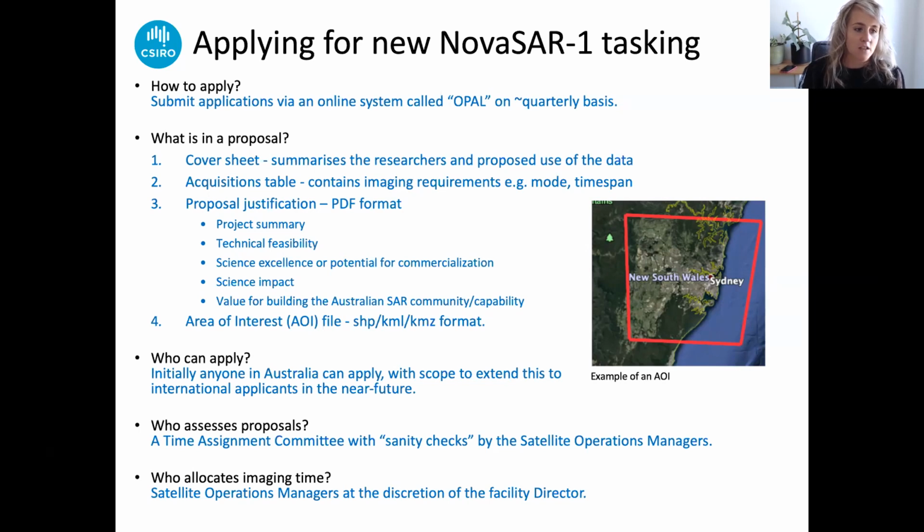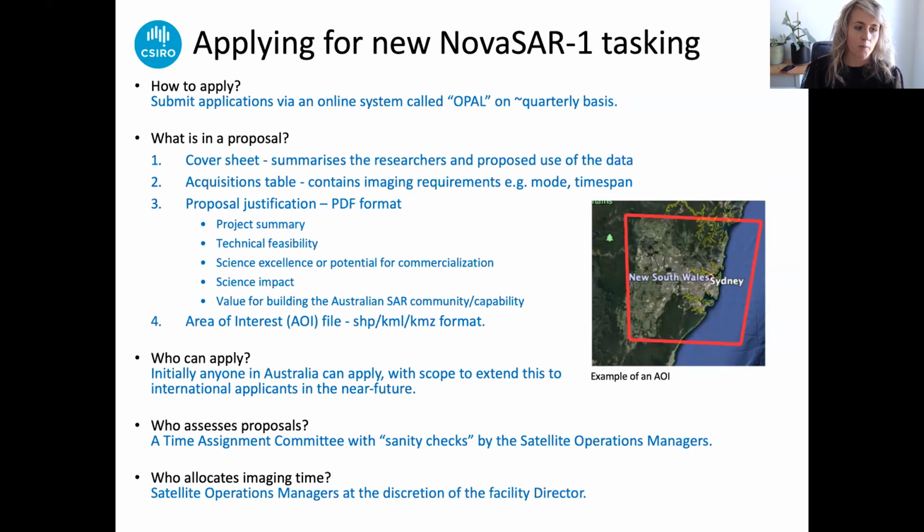So this justification should include a summary of the project, a summary of the technical feasibility, information about the science excellence or potential for commercialization, the potential for science impact, and the value of the project in building the Australian SAR community or SAR capability. And these are the key assessment criteria that the proposal will be assessed on. The fourth component of the proposal is then an area of interest, or AOI, file, and this allows us to actually see where you want the data and to use in the mission planning.